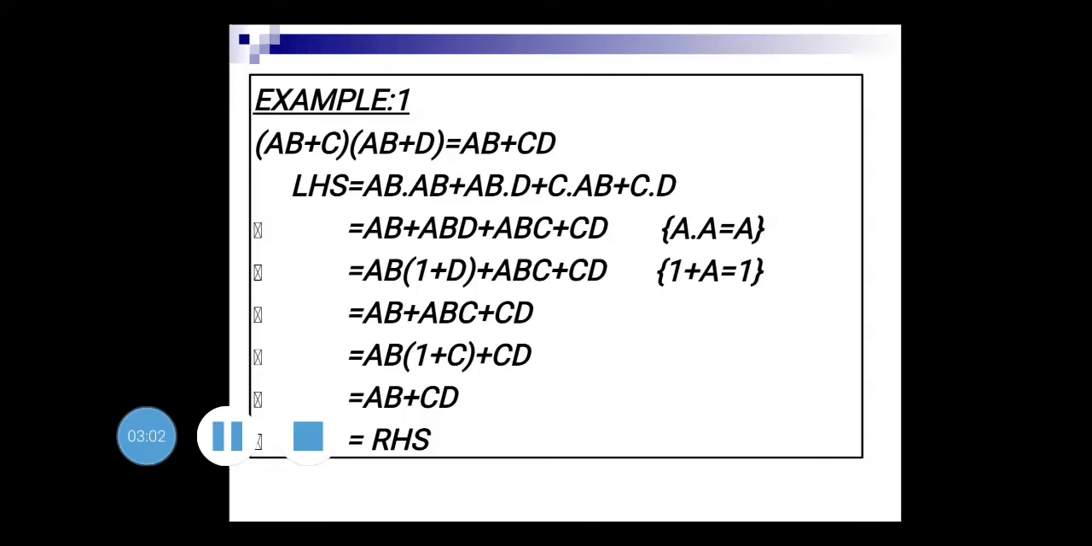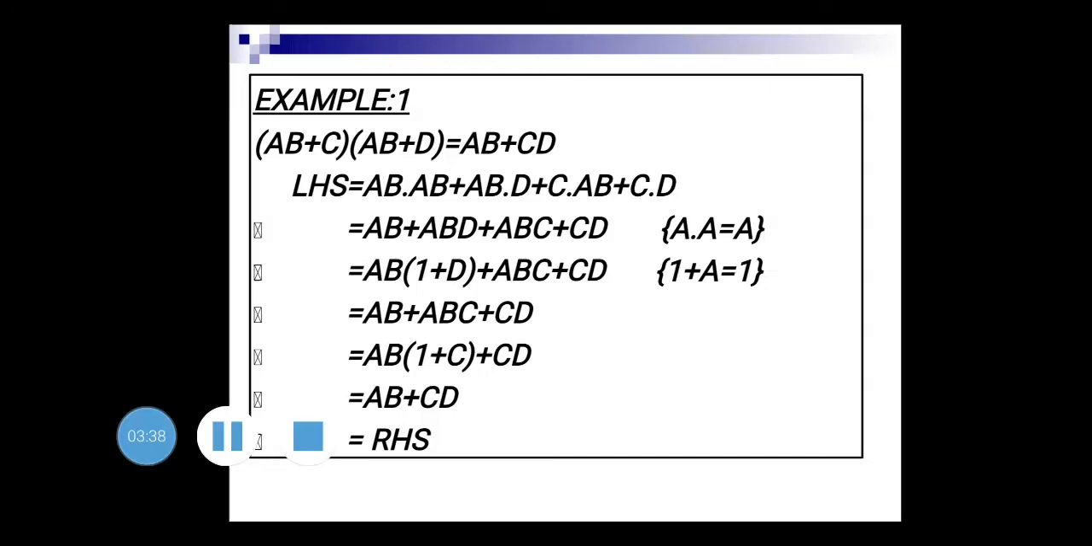After opening the brackets, you will apply all the laws so that the expression gets reduced. You have all these different laws. In the first step, see AB dot AB. AB dot AB is repeated twice. You remember the AND law, A dot A is equal to A. Here instead of A you have AB, repeated twice, so you write it once. So that is AB. The second literal is AB dot D. Here nothing can be done, so it is written as it is, AB dot D.